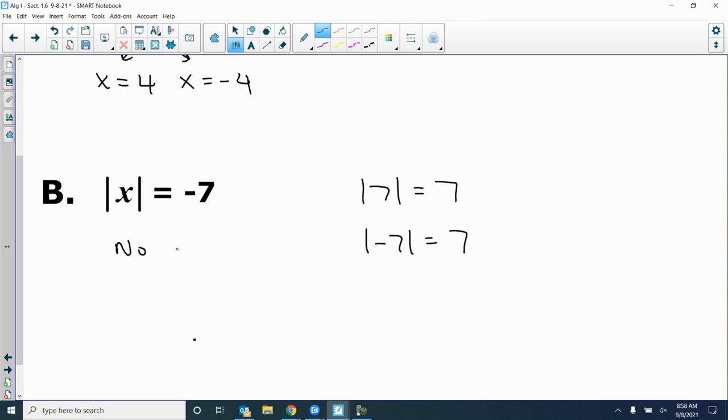You cannot. So if you have the absolute value equals a negative, it won't work. You've got to say no solution. Okay, for that. So you've got to watch it.